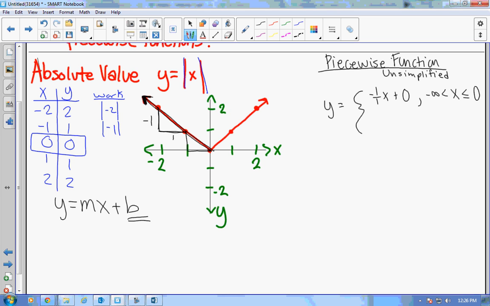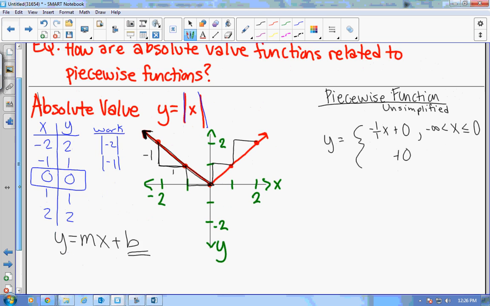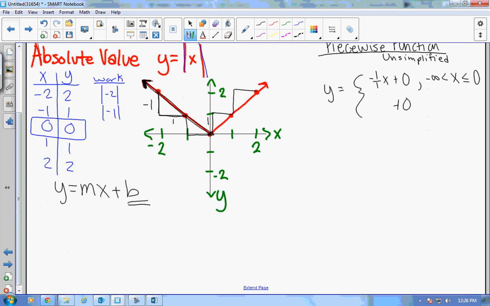Where does this graph cross the y-axis? 0, same spot. Then we need to find the slope. Here's my steps. This time we're going up 1, over 1. Up 1, over 1. So I call this the unsimplified because I'm pretty sure those fractions both come out really nicely.